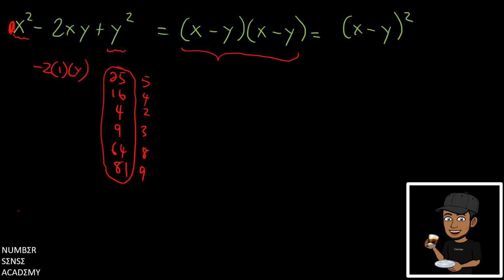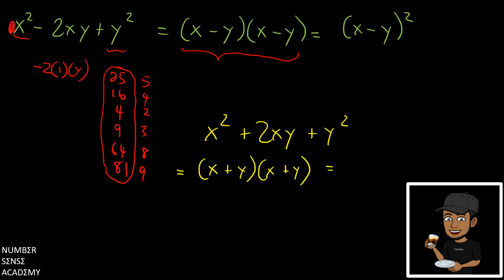Similar to that, we have x squared plus 2xy plus y squared, and this is the same as x plus y times x plus y, which is the same as x plus y squared.